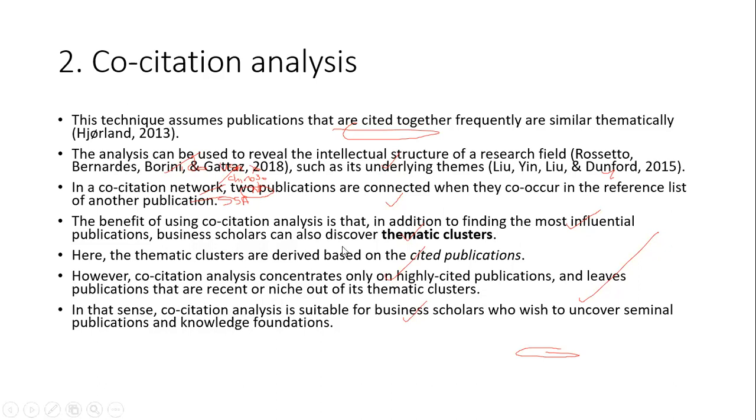So in a core citation network, two publications are connected when they occur in the reference list of another publication. The benefit of using core citation analysis is that, in addition to finding the most influential publications, business scholars can also discover thematic clusters. You see what these thematic clusters are.